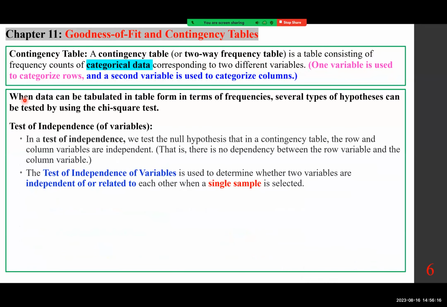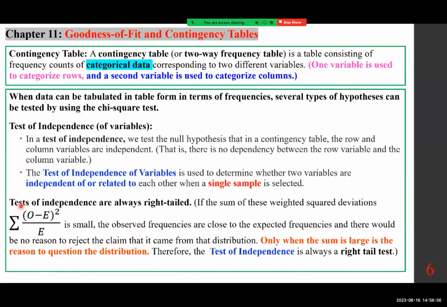When data can be tabulated in table form in terms of frequencies, several types of hypotheses can be tested by using the chi-square test. Test of independence of variables. In a test of independence, we test the null hypothesis that in a contingency table, the row and column variables are independent. That is, there is no dependency between the row variable and the column variable. The test of independence of variables is used to determine whether two variables are independent of or related to each other when a single sample is selected.